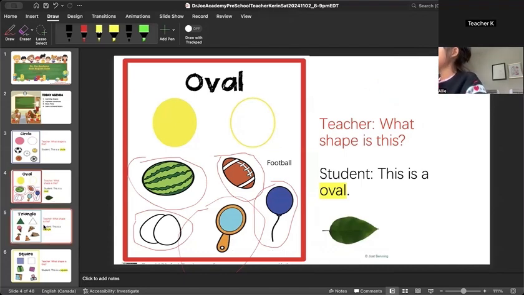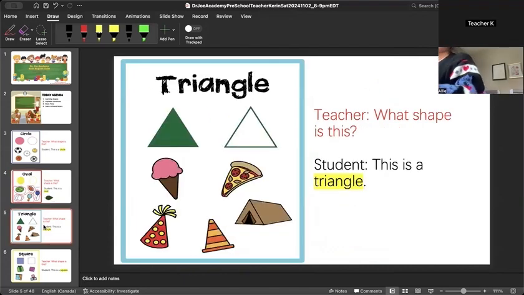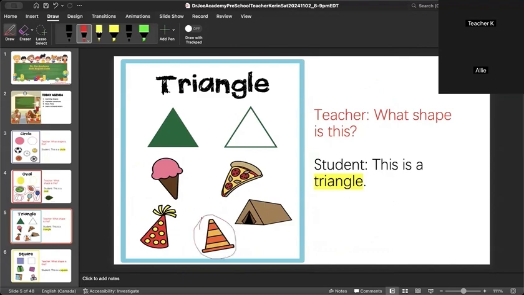Okay, next. What is this shape? Triangle. All right. Now, if this is a triangle, can you explain the objects found under there that signify it's a triangle? An ice cream cone and a pizza and a birthday hat and what is that cone? This is a pylon. A pylon.